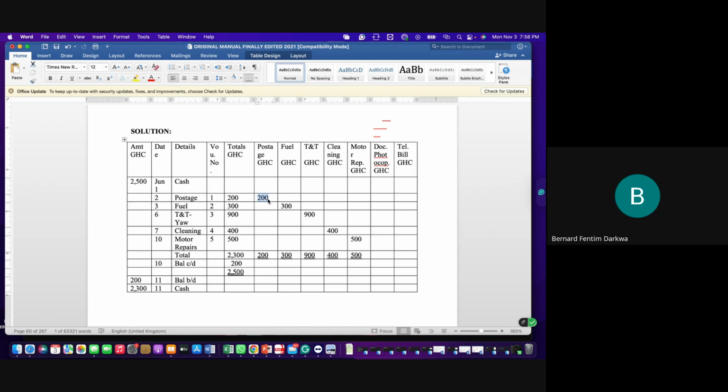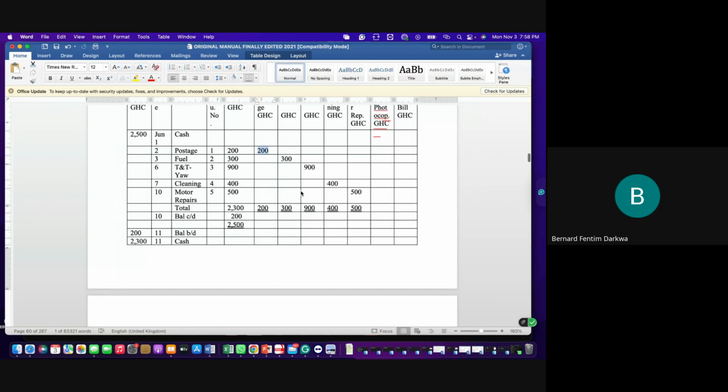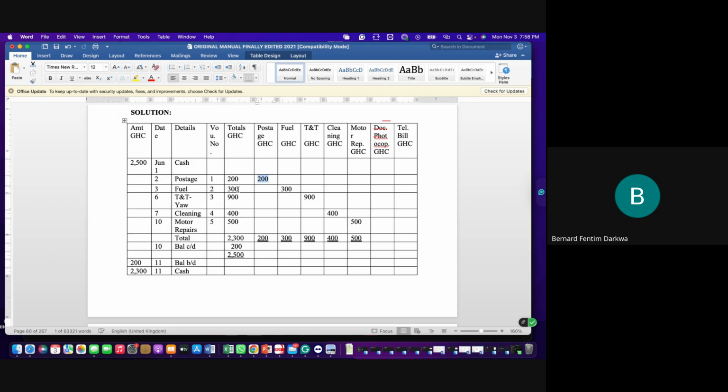So the first, postage 200, you post it under the postage column. So 200. Then the next one is what? Fuel. You pay for fuel 300. So before you post it under the individual heading, let it come to the total first. So you see, third, fuel. We are paying 300, so it's under the total column, 300. Once you put it under the total column, then you go to the fuel column and put 300.